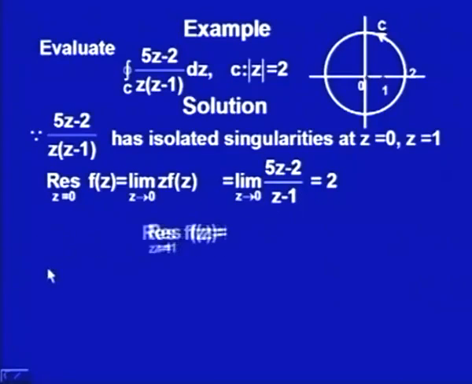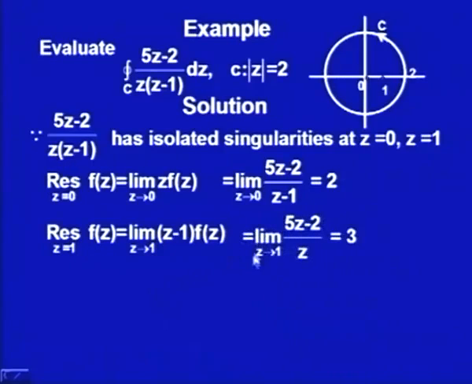Similarly, for the residue at z = 1, by the same definition it should be the limit as z approaches 1 of (z minus 1) into f(z). If I multiply f(z) by (z minus 1), I would get (5z minus 2) upon z. So, we have to evaluate the limit as z approaches 1 of (5z minus 2) upon z. Again, it says to simply evaluate at z = 1. At z = 1, the numerator is 3 and the denominator is 1. So, we get 3. So, this is much simpler for finding the residue by this alternative method, because the poles are simple and the function is also a simpler one.